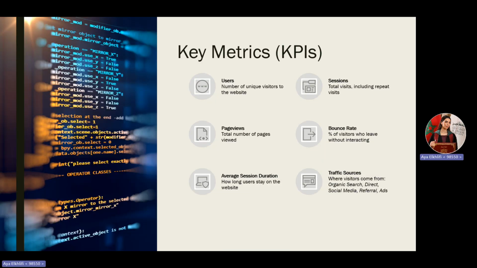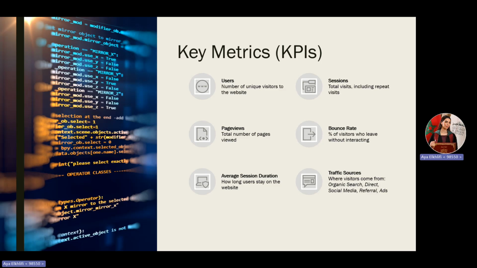For the key metrics, basically we have indicators to measure how well a website is performing. So users represent the number of unique visitors. Sessions is how many times the site was accessed, even if one person returns multiple times. Page views highlight which pages attract the most attention.